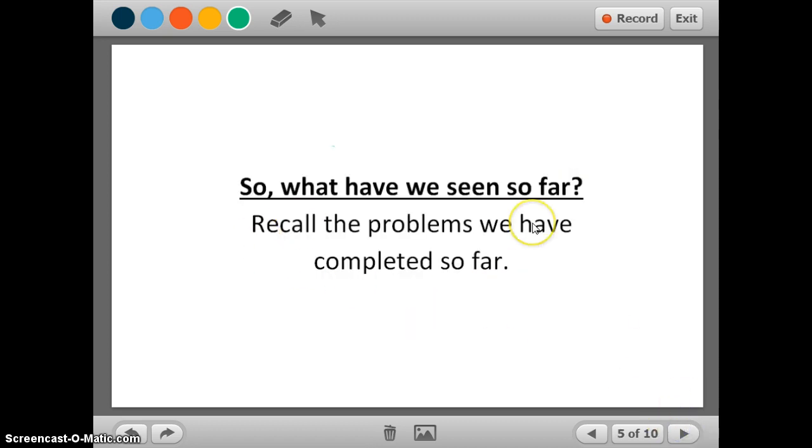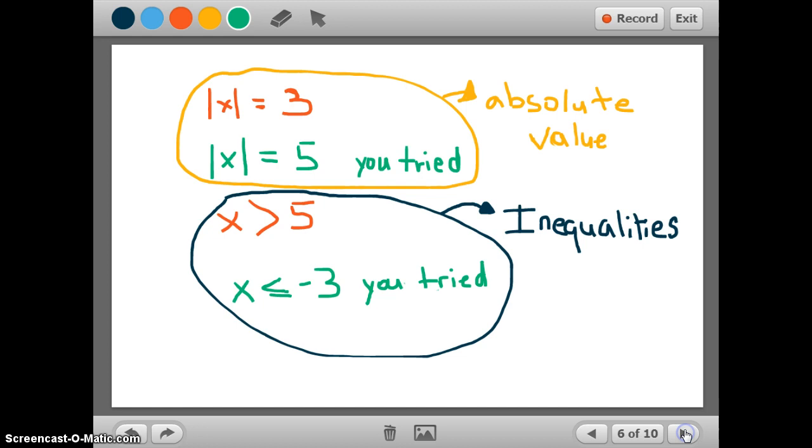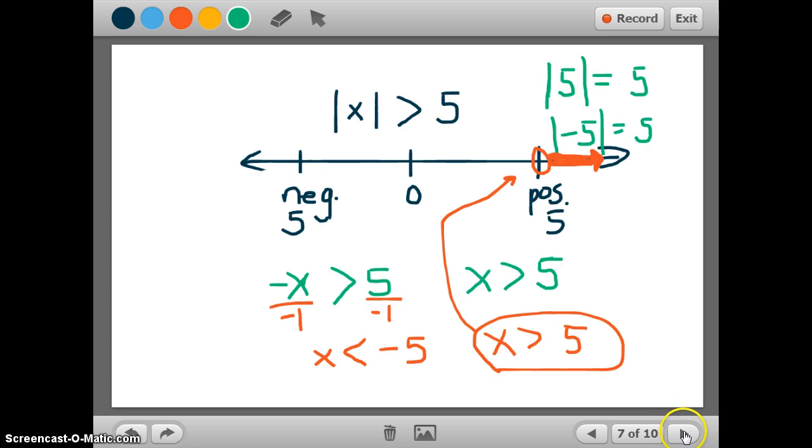Alright, now, so what have we seen so far? Let's review. Let's recall the problems we have completed so far. So students, can you recall the problems we've seen so far? Hopefully the students would say these problems. This is the one that you tried. Here's another one that you tried. So we have both absolute value problems and we have inequalities. Now what we're going to do is combine these together and make absolute value inequalities. So let's look at an example.